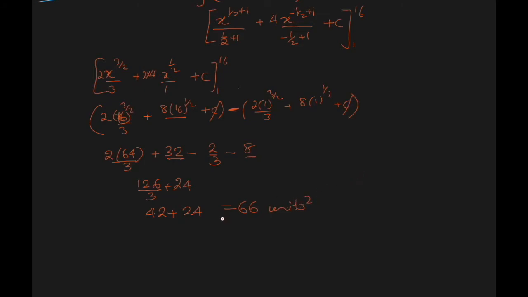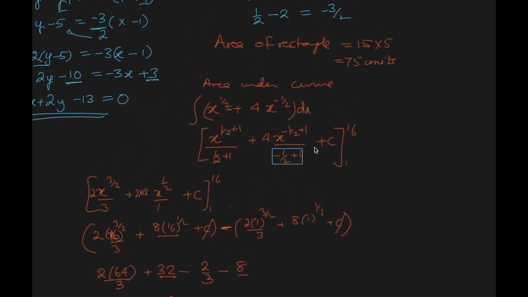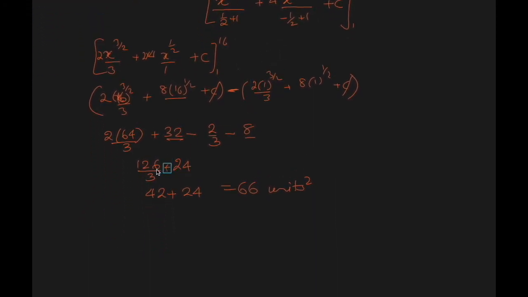And earlier we had the area 75 units square. Yeah, this was the area, 75 units square. We will use that one now. So finally the area under the curve, not under the curve, it's the shaded area now, equal to 75 minus 66 equal to 9 units square.